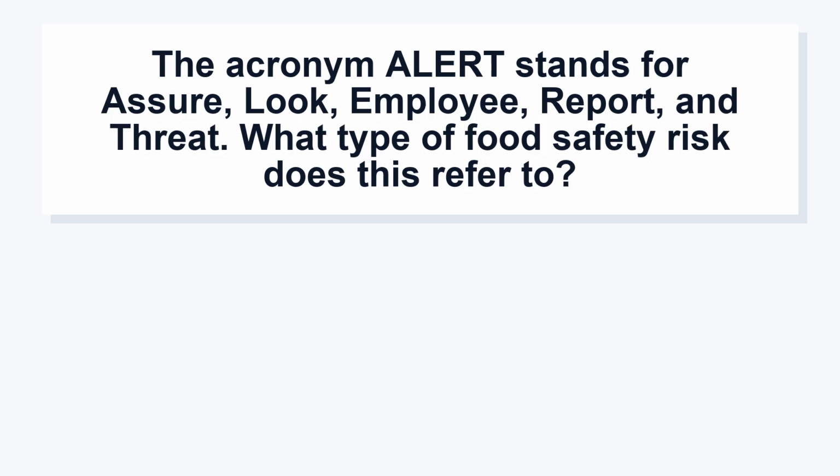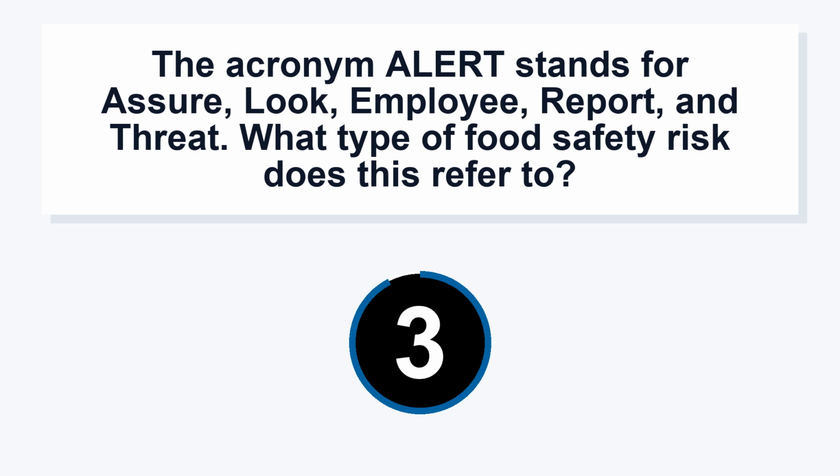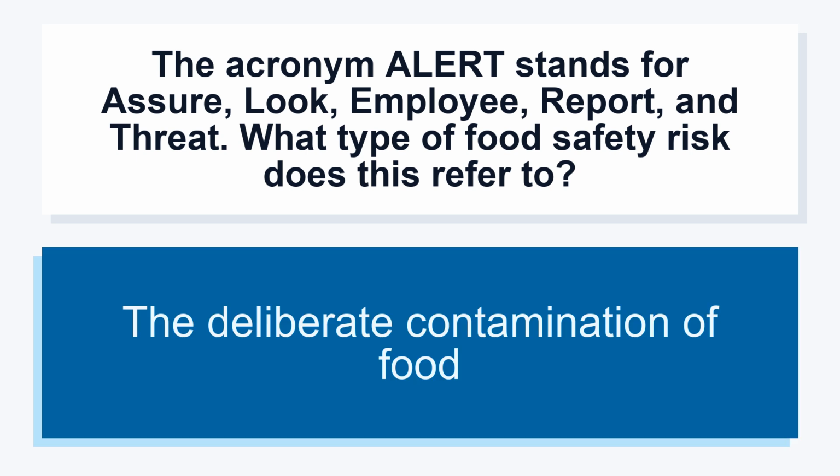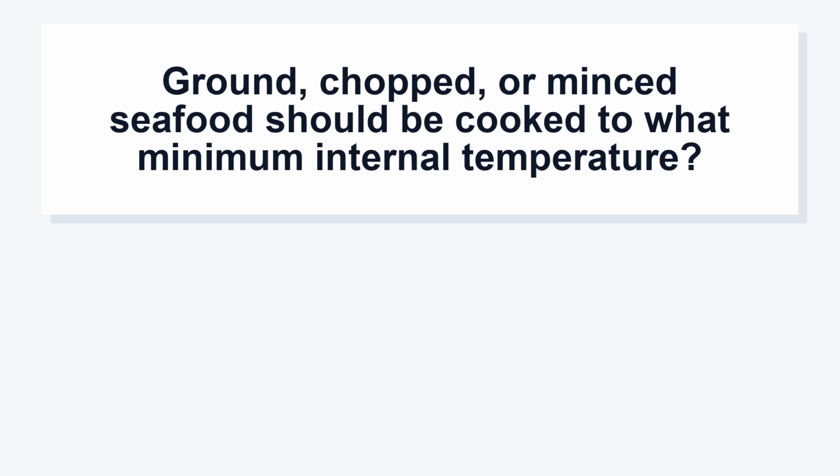The acronym ALERT stands for Assure, Look, Employee, Report, and Threat. What type of food safety risk does this refer to? The deliberate contamination of food. Ground, chopped, or minced seafood should be cooked to what minimum internal temperature?